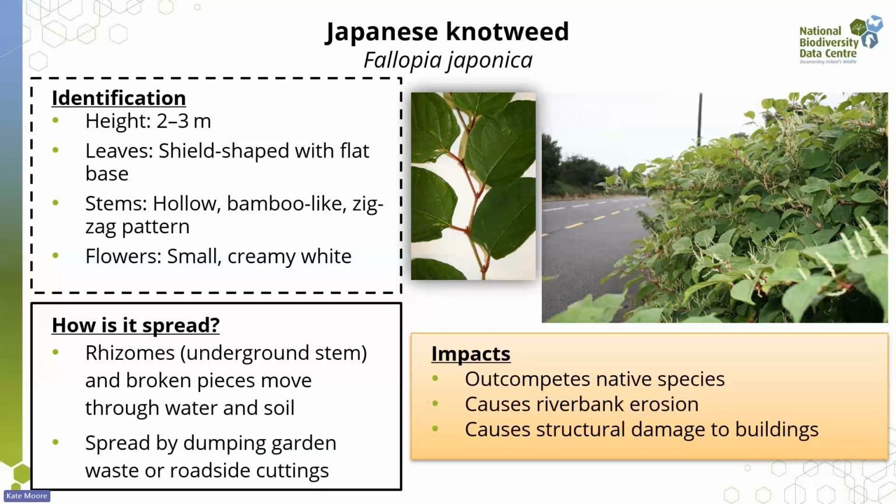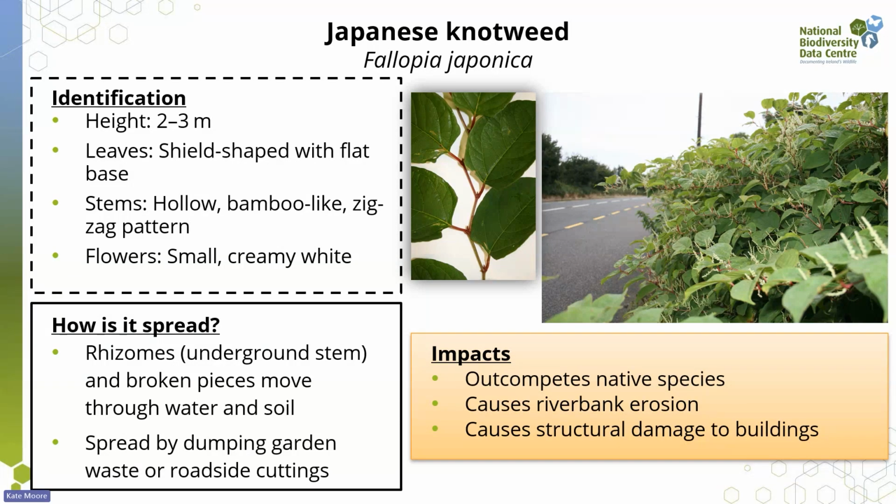Many of you will be familiar with Japanese knotweed and have seen the signs along the road where the local authorities are controlling this plant. It's a herbaceous plant that grows up to 3 meters in height, and it has shield-shaped leaves with a flat base. Its stem is hollow and bamboo-like and arranged in a zigzag pattern. In the summertime, it produces small, creamy white flowers.